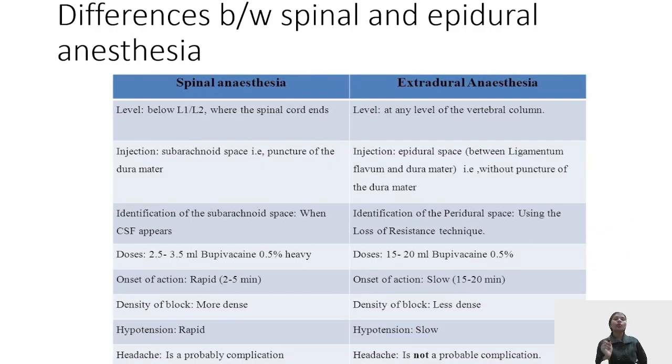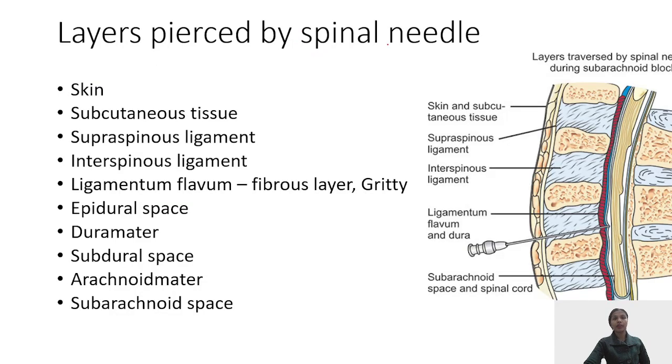Now we have two main types of central neuraxial block, spinal and epidural, and a lot of questions are asked about the differences between spinal and epidural anesthesia. Before we go to the differences, let's see where the drugs are actually deposited. Then it will be very easy for you to relate to the same.